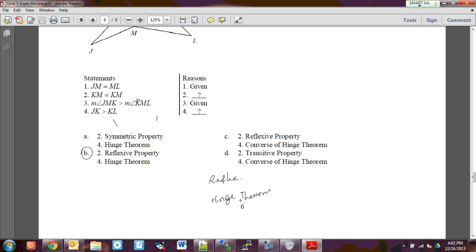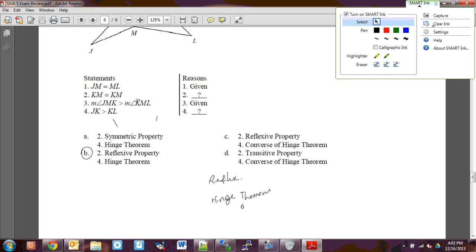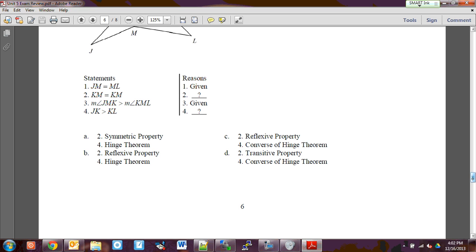I know it moved down. It's because the ink doesn't move with the document, so it's not very smart ink in my opinion. All right, so that's 27 for you. Now let's look at the last one.